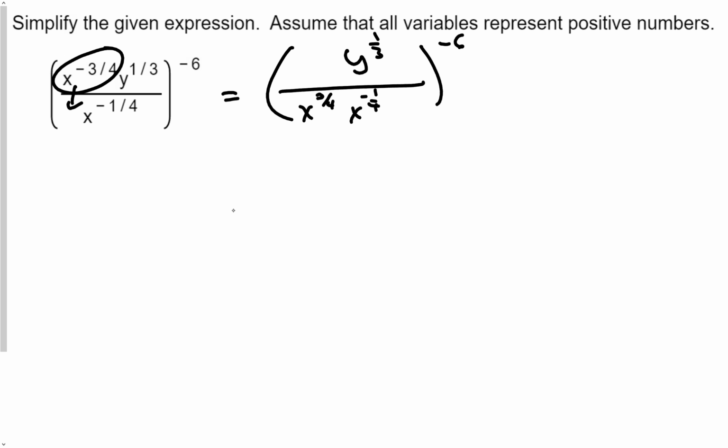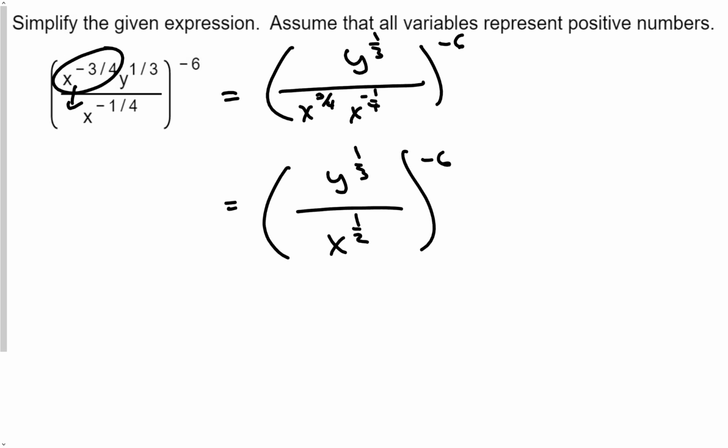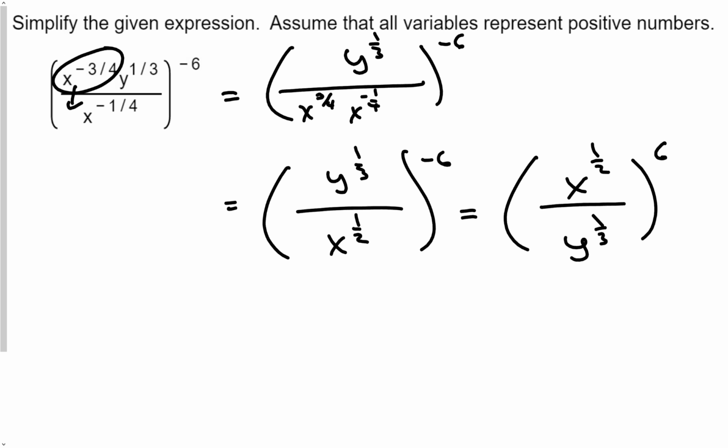These two can now add together. So we have y to the 1/3 on the top over x to the 1/2 at the bottom, 3/4 minus 1/4. You could raise those both to the -6 power, but it's easier if this was a +6. And to make it a +6, the theorem that lets me do that means I can just flip the fraction. Now this is nice because when I raise both of these to the 6th power, all the exponents are going to go away.